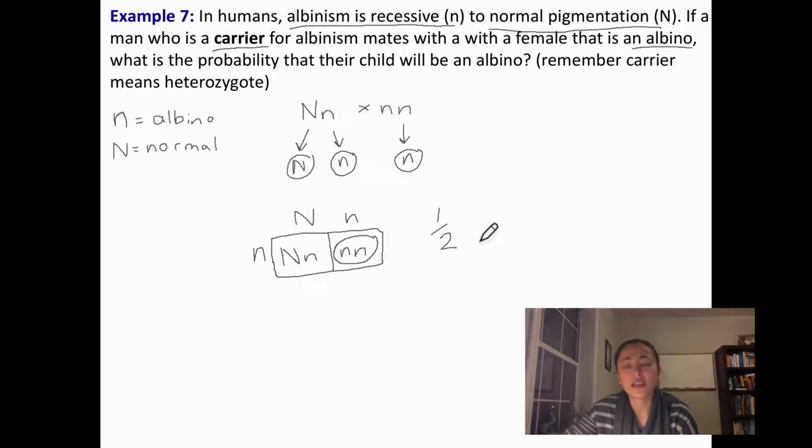Or 1/2, you could write it this way, or 1/2 is also the same thing as 50%. 1 divided by 2 equals 0.5. Take 0.5 times 100, and that gives you 50%. So either of these would work for your answer for that.